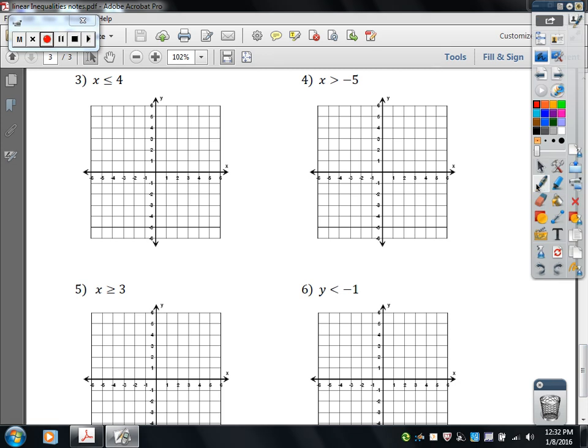Number 3 is also special. It only has a what? It only has an x. So what kind of a line is it going to be? A vertical line at 4. Is it going to be solid or dashed? Now, what does it say? X is what? Less than or equal to 4. Well, look at the x-axis. Where are the numbers that are less than or equal to 4? Are they to the left or are they to the right? To the left.